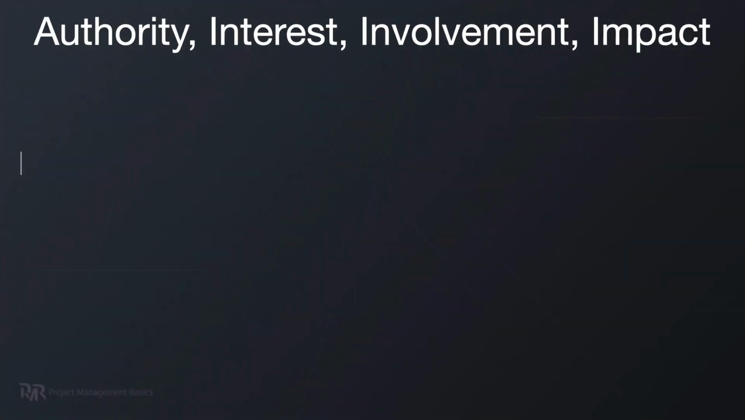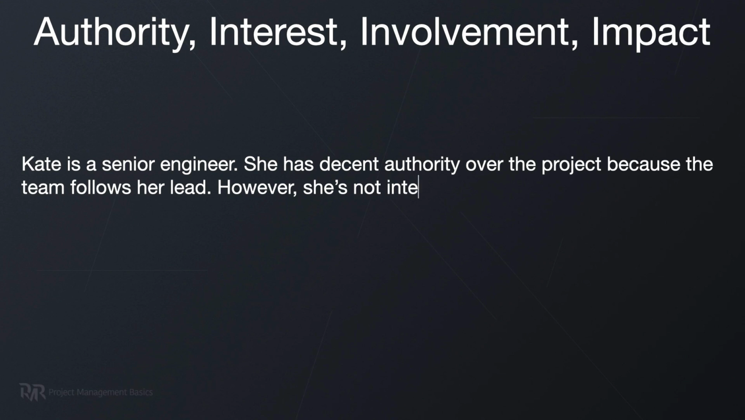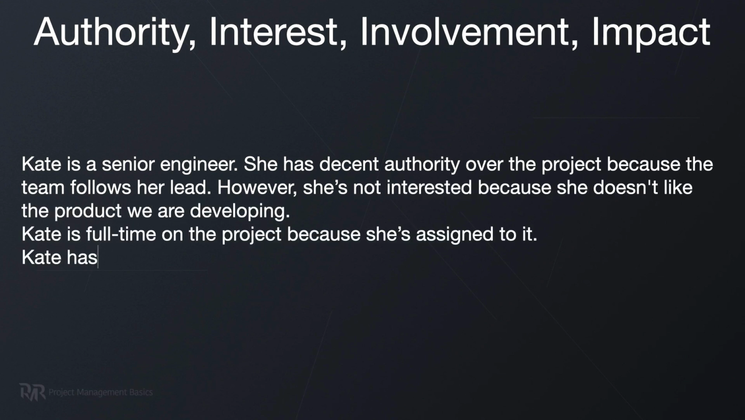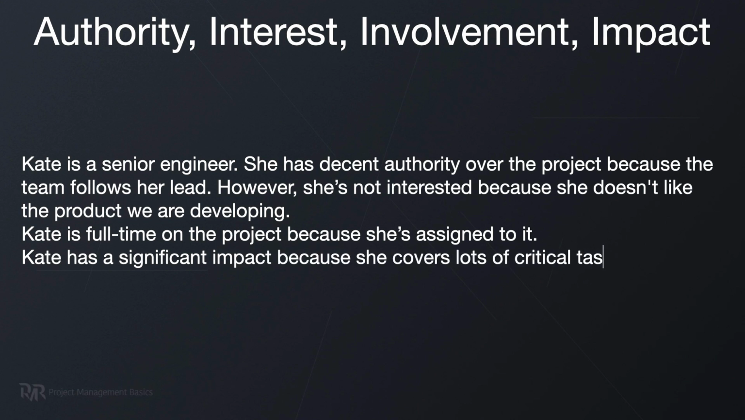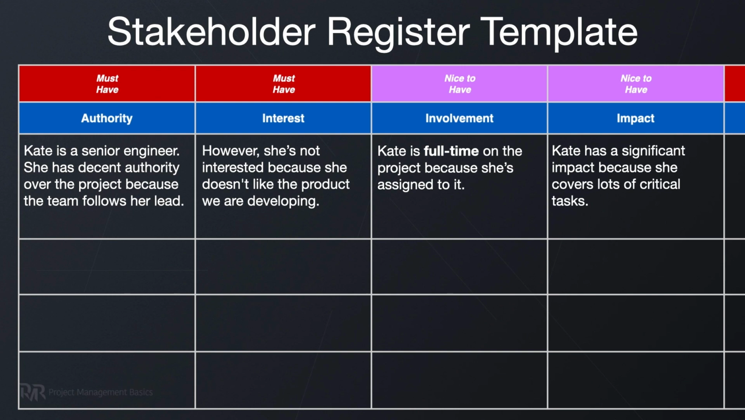Or here's another example for a critical team member. Kate is a senior engineer. She has decent authority over the project because the team follows her lead. However, she's not interested because she doesn't like the product we develop. Kate is full-time on the project because she is assigned to it. Kate has a significant impact because she covers lots of critical tasks.